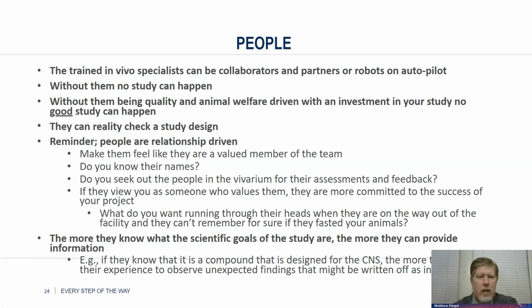Here's where I'm going to get to the very end, but I've seen this a lot. Full disclosure, when I started 31 years ago, I was a technician. I was the person down in the room doing the work. They're not widgets. They're really, really not. They are the critical specialists who are going to make your study successful or not. No study without them.